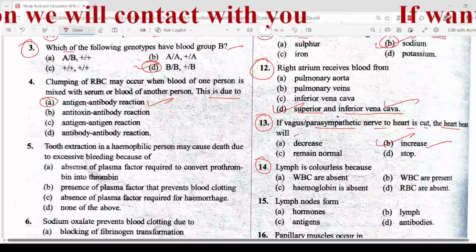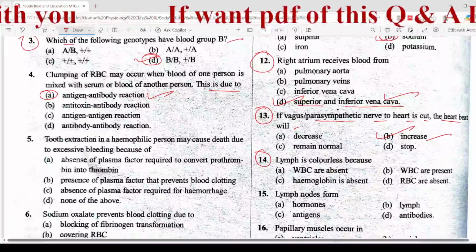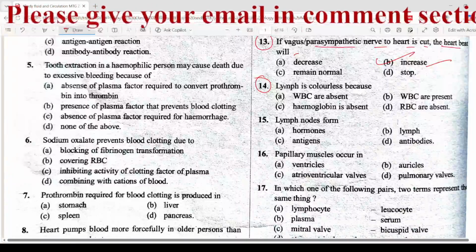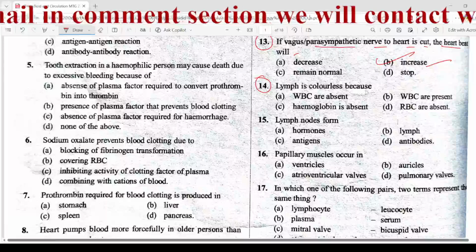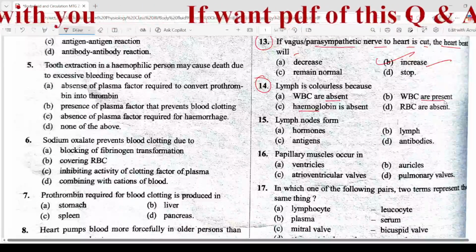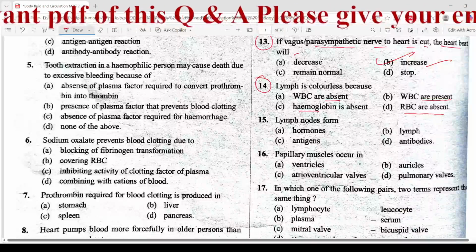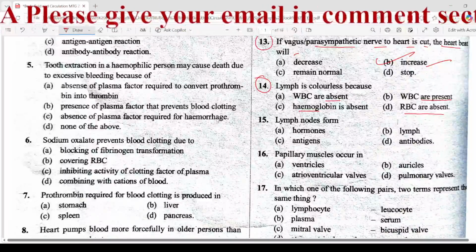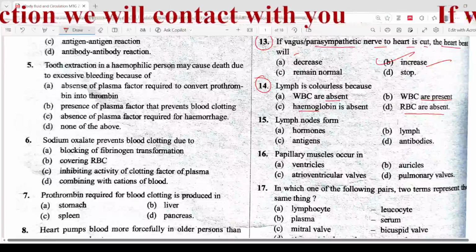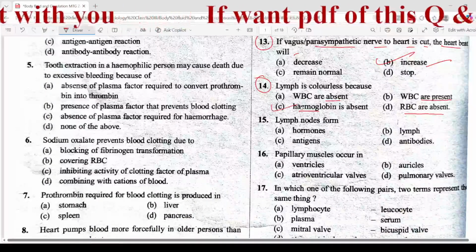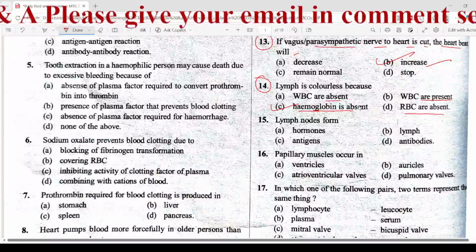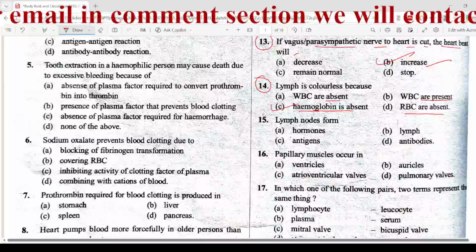Next question, question number 14. Lymph is colorless because WBC are absent, hemoglobin is absent, WBC are present, or RBC are absent. So the correct answer for this question will be option C, hemoglobin is absent. So let's move to the next question.